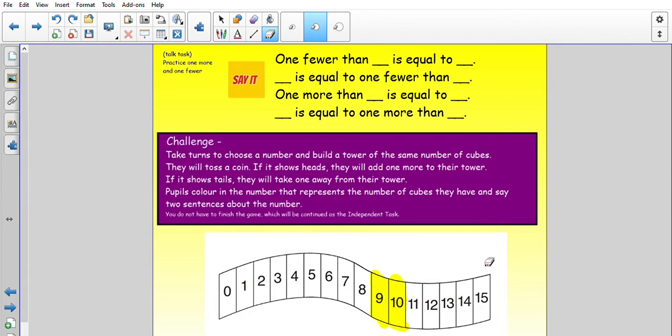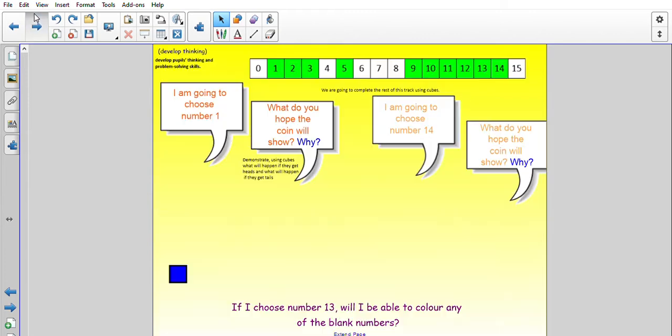And we're going to carry on until all of the numbers are coloured. Now it is easy, but there is some thinking that we've got to do. So let's have a look at my number track up here, and somebody's already started to play the game here. So I'm going to have a think about how I might win by finishing off all of the numbers. So here it tells me I'm going to choose number 1. Now number 1 is already coloured. So what do I hope that my coin will do?